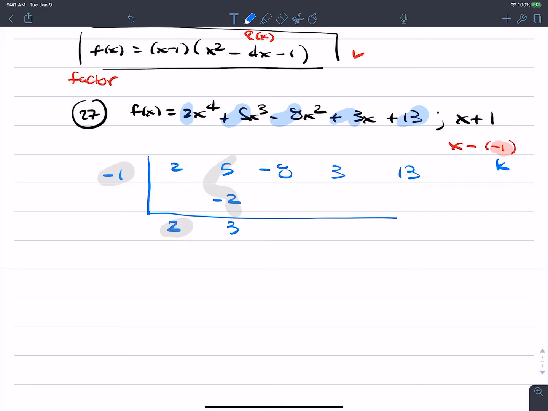We repeat the process. Negative 1 times 3 will give us negative 3. Negative 8 minus 3 is negative 11. We repeat the process. Negative 1 times negative 11 is positive 11. 3 plus 11 gives you 14. We repeat the process. Negative 1 times 14 gives you negative 14. And 3 minus 14 gives you negative 1.